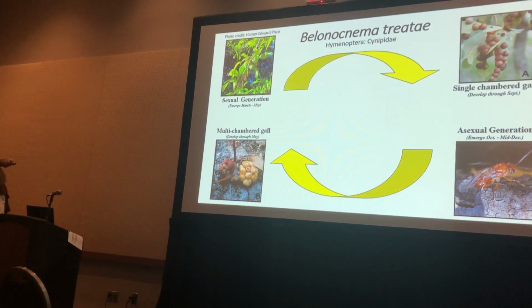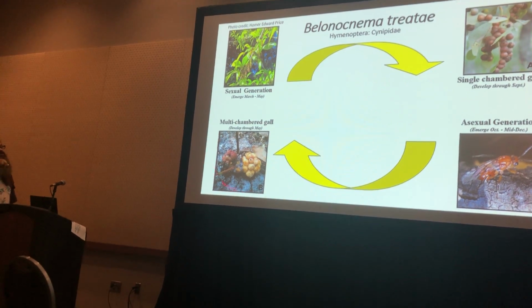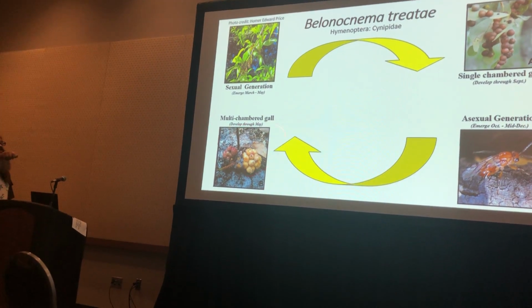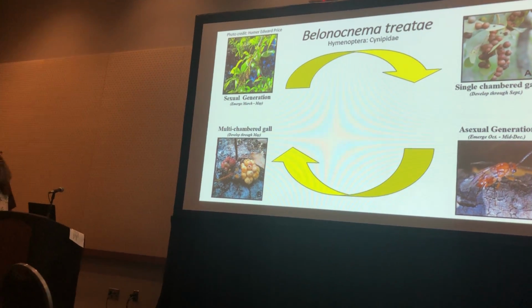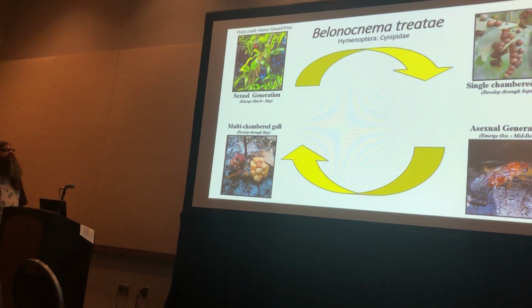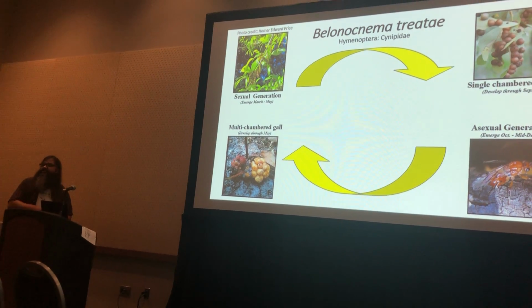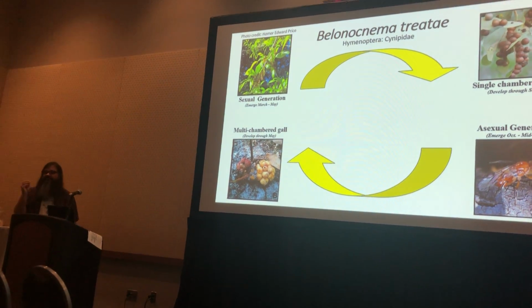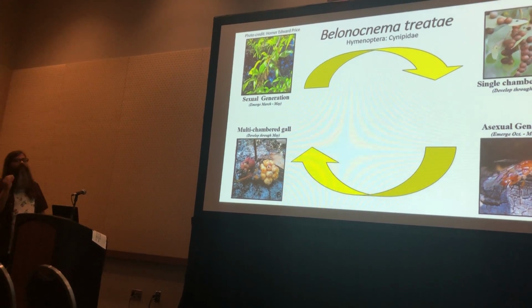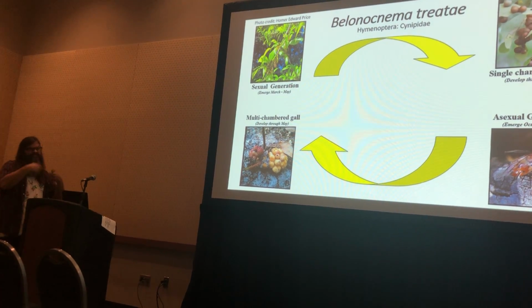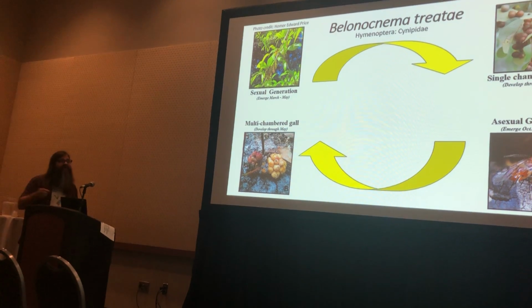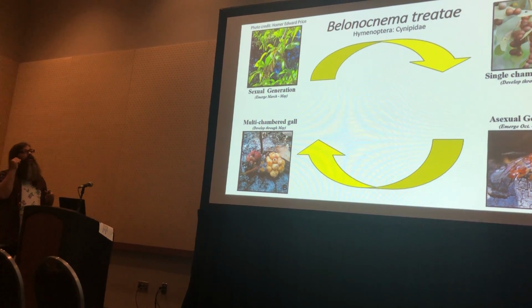Individuals will emerge from here in the spring. So we're going to concentrate on this generation to calculate reproductive isolation, because this is the generation that sexually reproduces. When they emerge, they lay their eggs into newly flushed leaves. They can only induce galls in leaves that are really, really young. These live oaks are deciduous, so they drop their leaves, but as soon as the bud breaks, they can begin laying into new leaves.